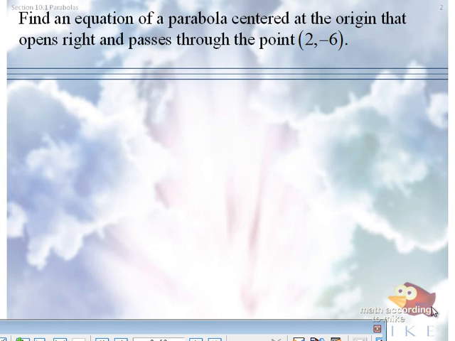For this one, instead of graphing it, we're going to find the equation of a parabola centered at the origin that opens to the right and passes through the point (2, -6). First thing you should do, what do you think? Draw a picture.